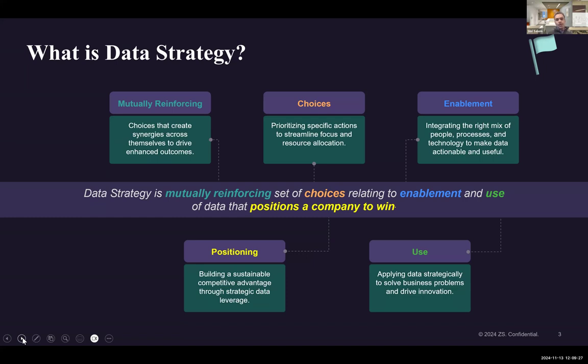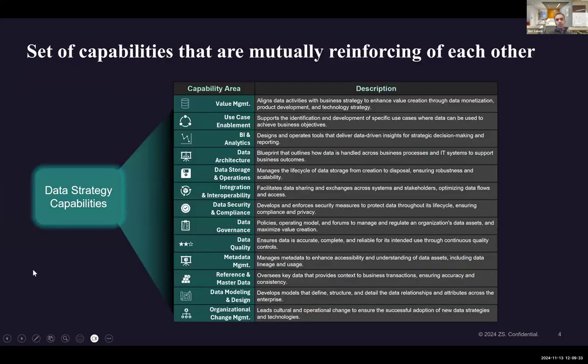All right, so let's move to the next slide to look at the different components, dimensions, or capabilities of data strategy. Data strategy is fairly expansive, so it touches on a variety of these capability areas. We have a list of 13, and we'll go through some details in terms of how there are choices for each of these individual dimensions.